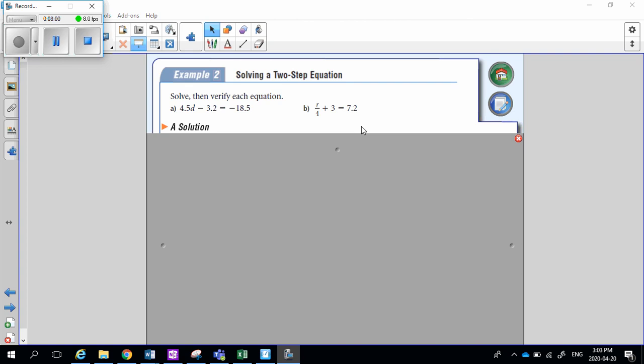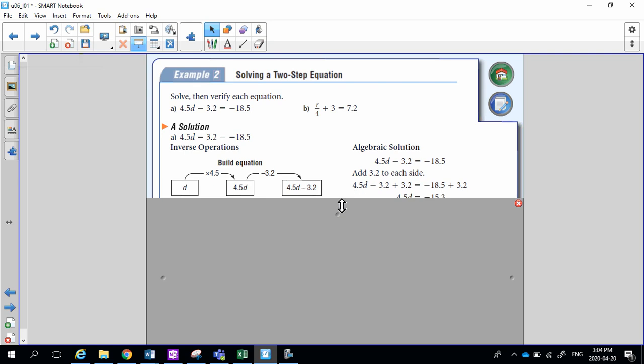Sorry about that. Okay, so now we're in example 2, solving a 2-step equation. So this is going to be a little bit more, but it's still the same idea. We're using opposite things to undo what we already did. So look at A. Look at this equation: 4.5d minus 3.2 equals negative 18.5. Okay, so what's that mean? I have 4.5 times d, and then I subtract 3.2 in order to get over here. So what am I going to do to solve for d?